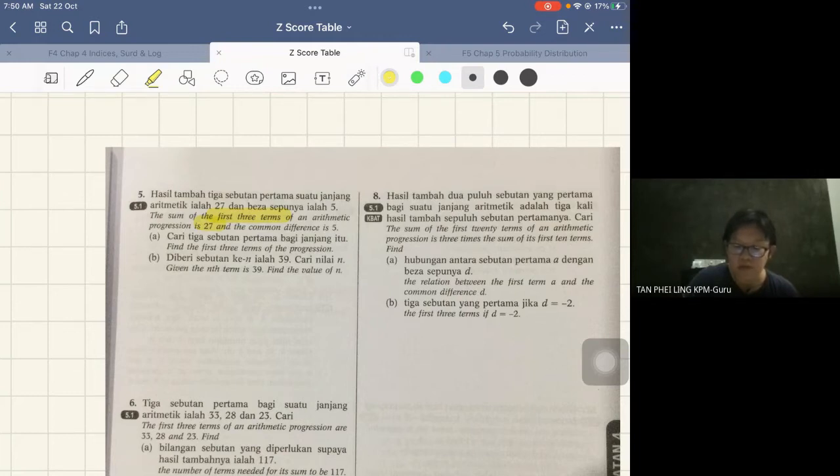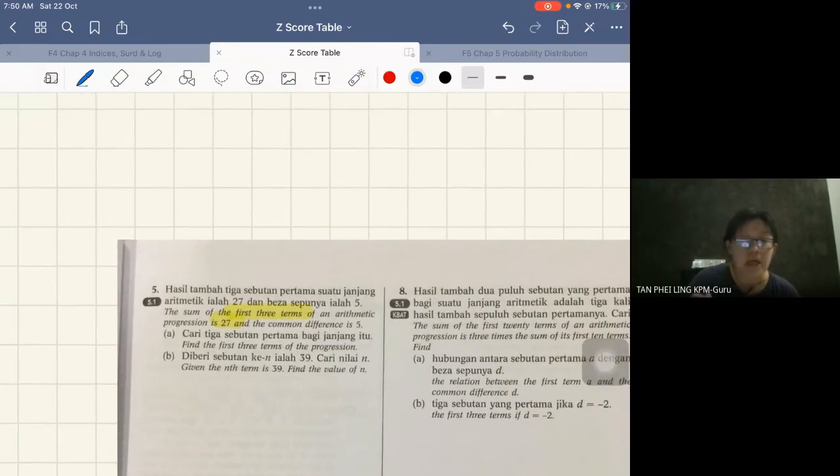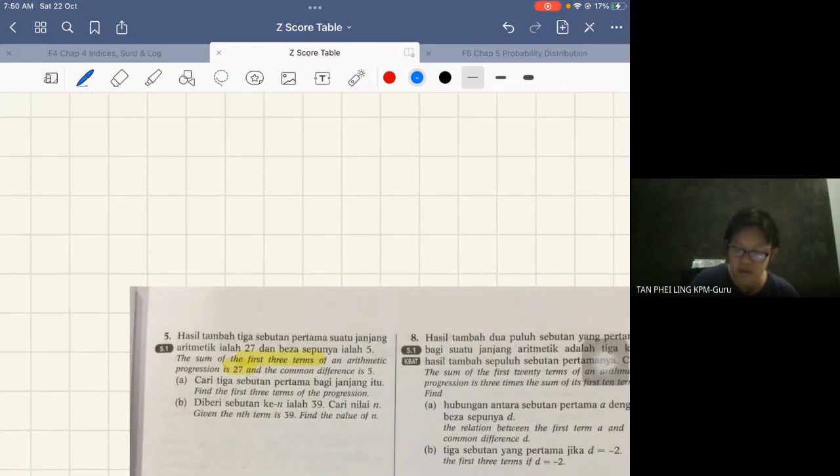For this case you have to understand the concept of sum, which is you are totaling up. So the sum will be Sn. Let me write it here.